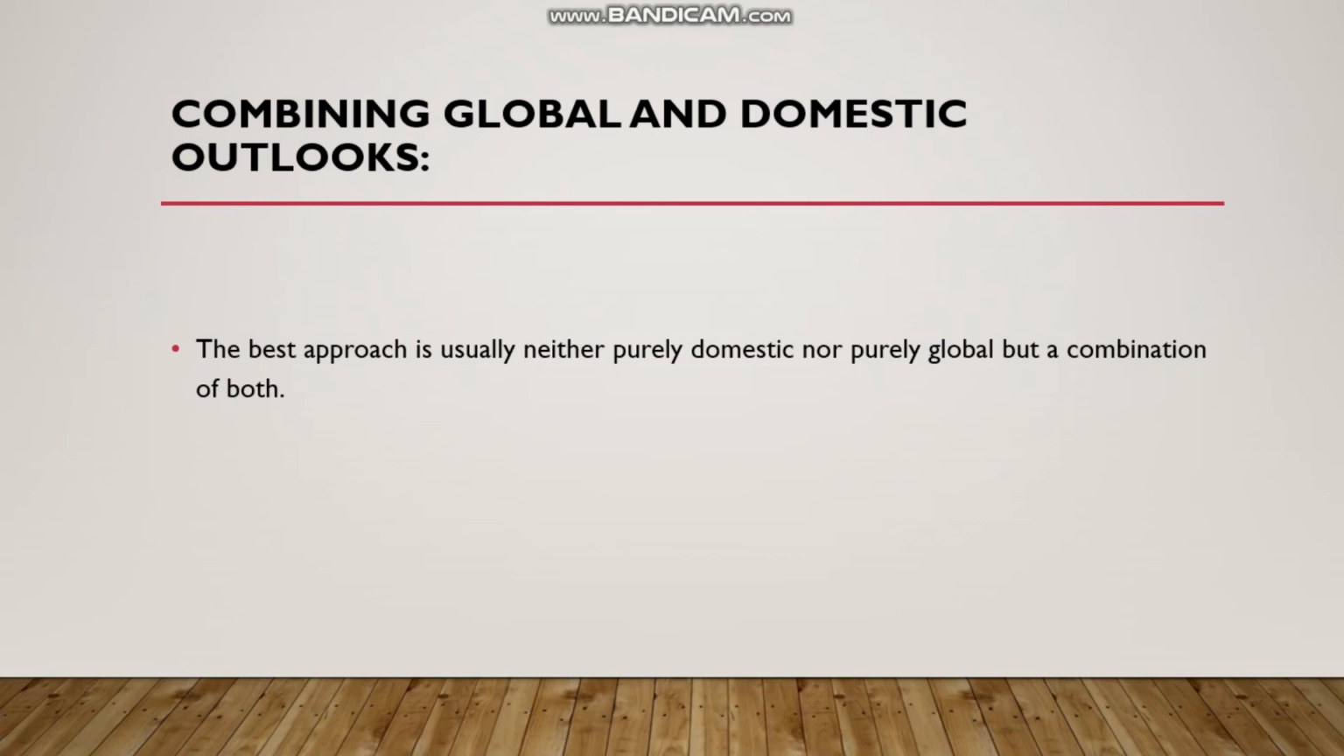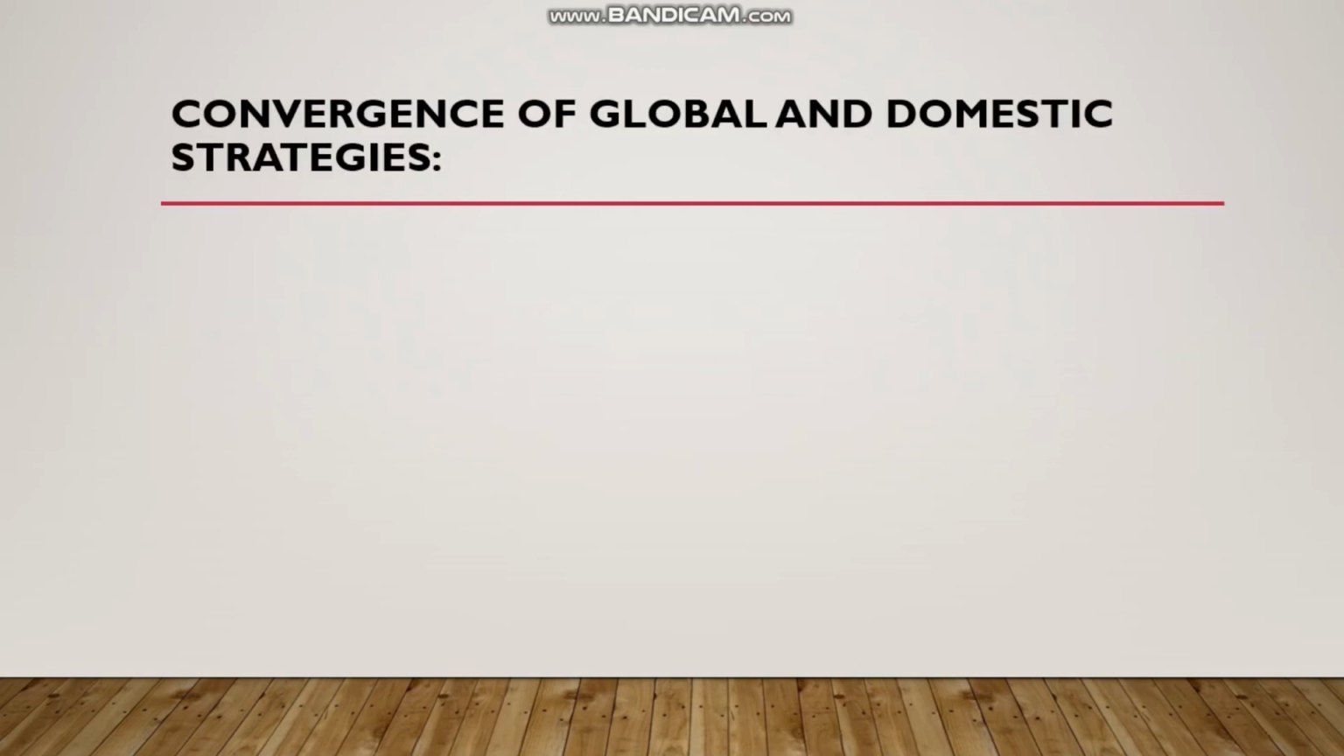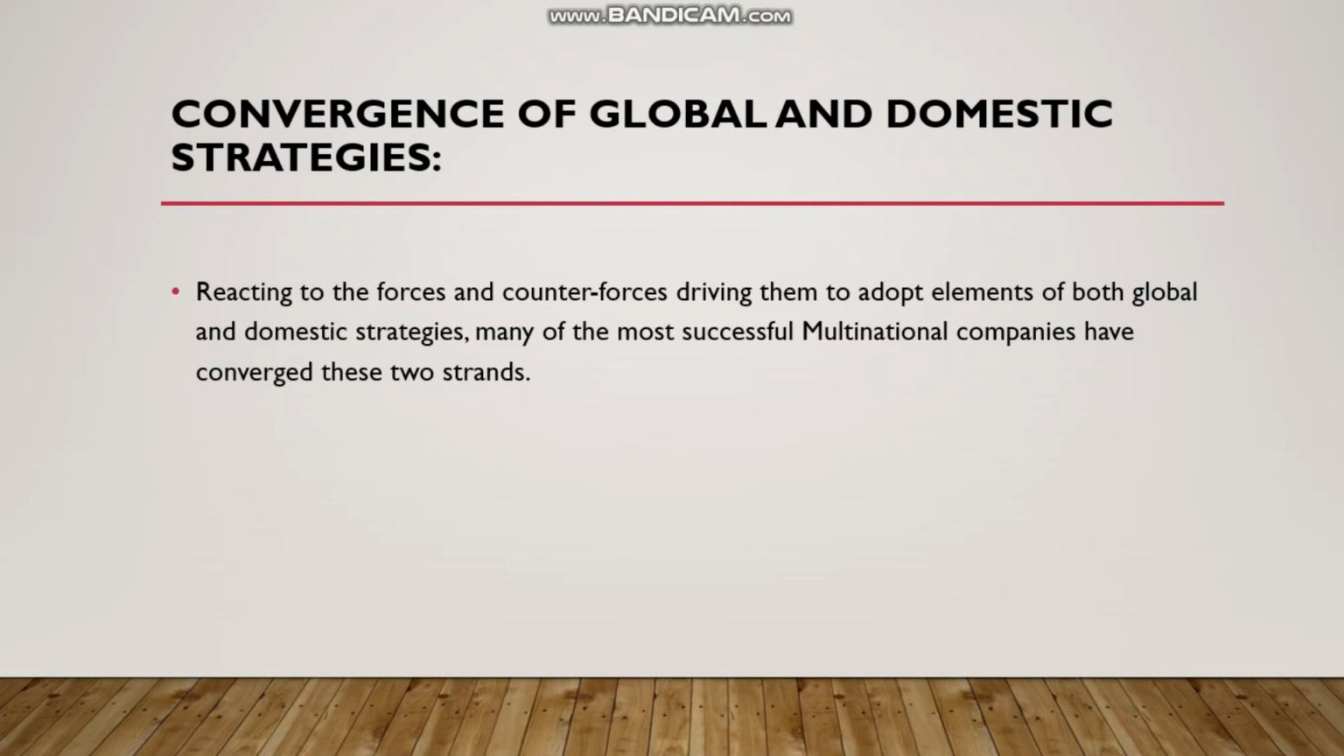Convergence of global and domestic strategies. Reacting to the forces and counterforces driving them to adopt elements of both global and domestic strategies, many of the most successful multinational companies have converged these two strands. Industries that were once cited as an example of pure domestic operations are becoming globalized and vice versa. The consumer electronics industry and the laundry detergent industry provide classic examples of each trend.